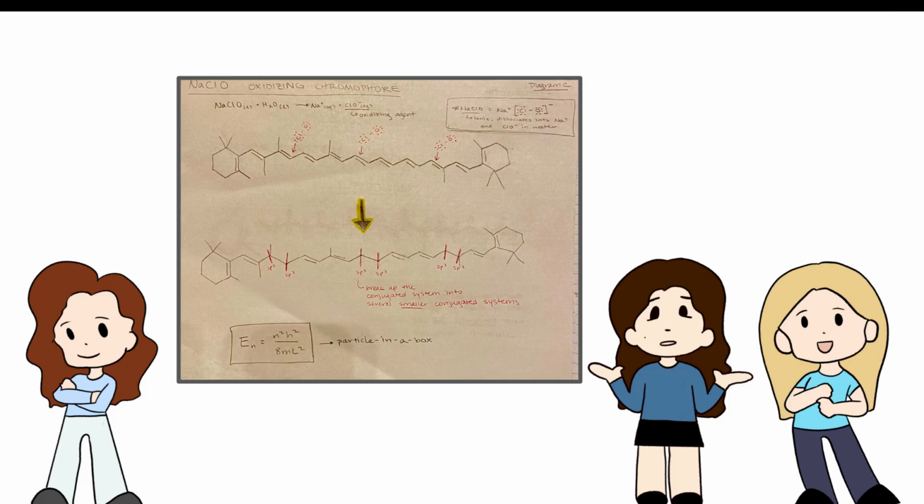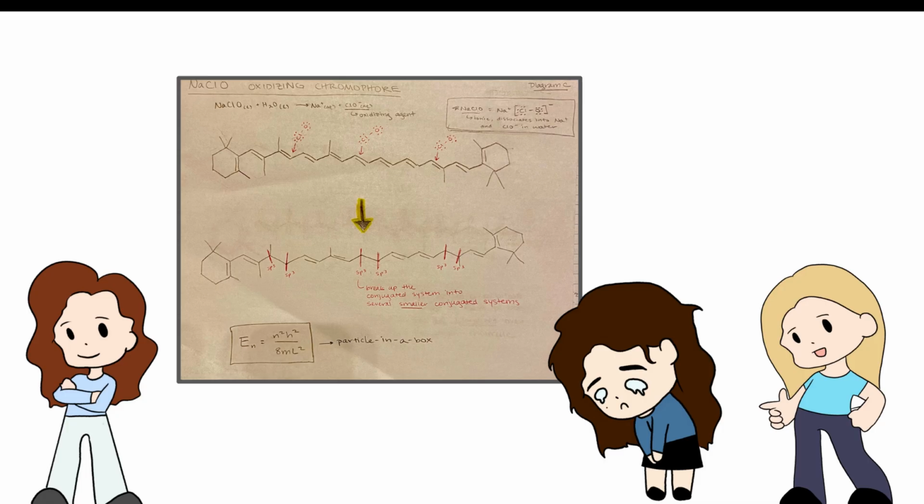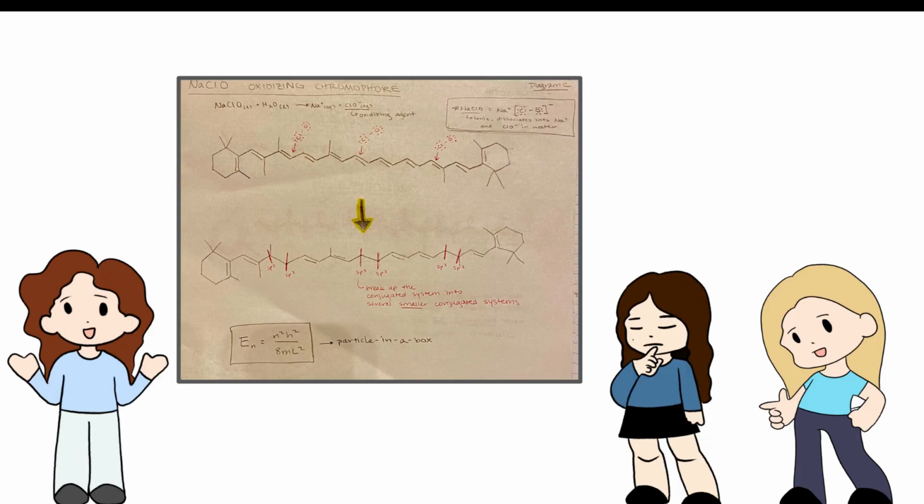Oh, that makes sense. So the bleach breaks up the conjugated pi system into smaller conjugated pi systems that only absorb UV light, meaning we don't see the absorbance spectra and the color disappears. Wait, I'm still confused. Why does a smaller conjugated pi system increase the HOMO-LUMO gap? That's a great question. It all goes back to the idea of a particle in a box. We know that a particle in a box has energy determined by the equation En = n²h²/8mL².